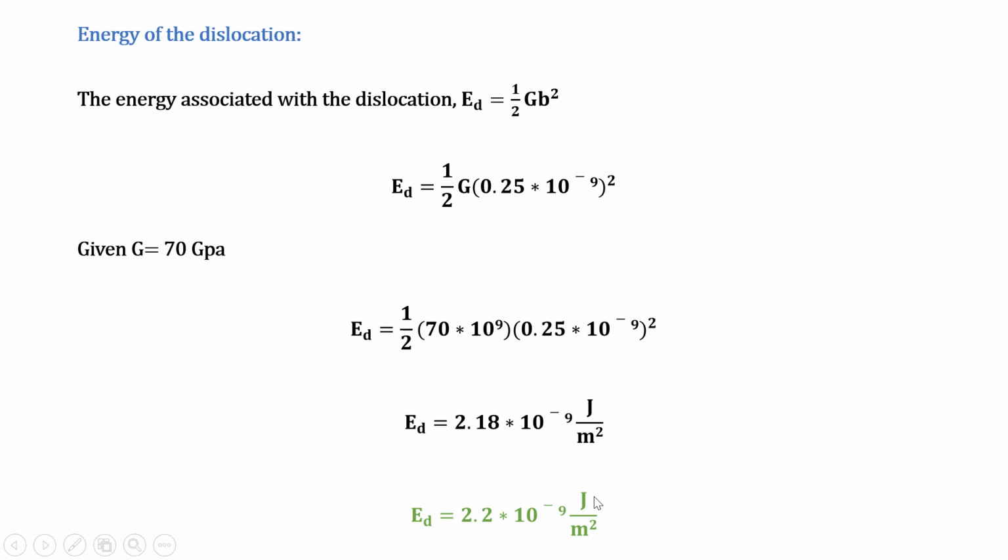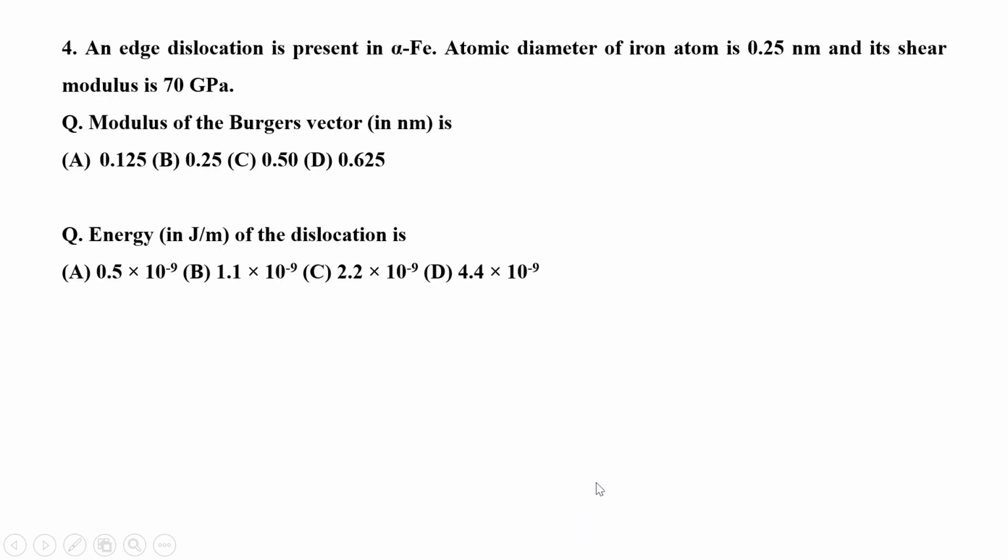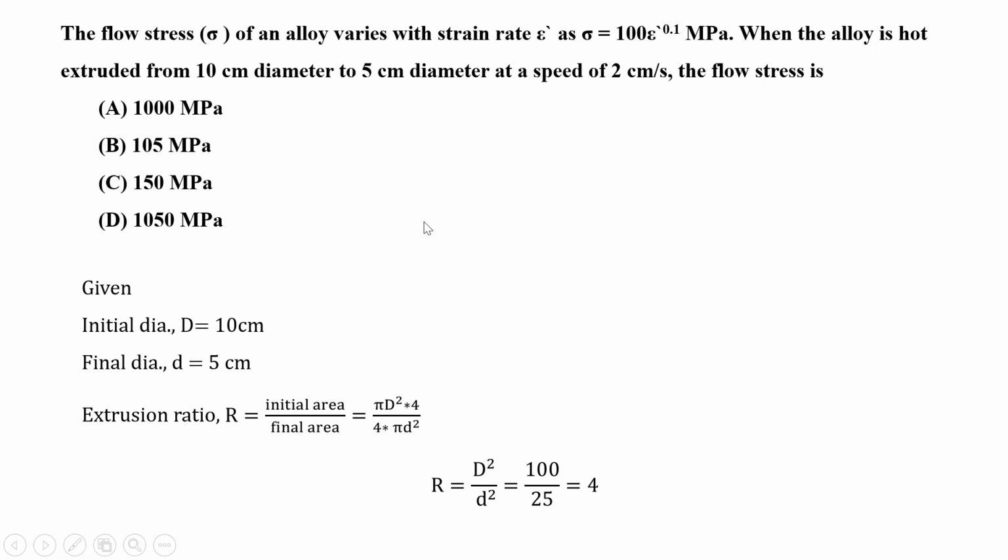Yeah, it's meter. So finally, to both of these questions, the first one will be 0.25 nanometers and the second will be 2.2 into 10 power minus 9 joule per meter. So is this question clear to you? Yeah. So next is okay.